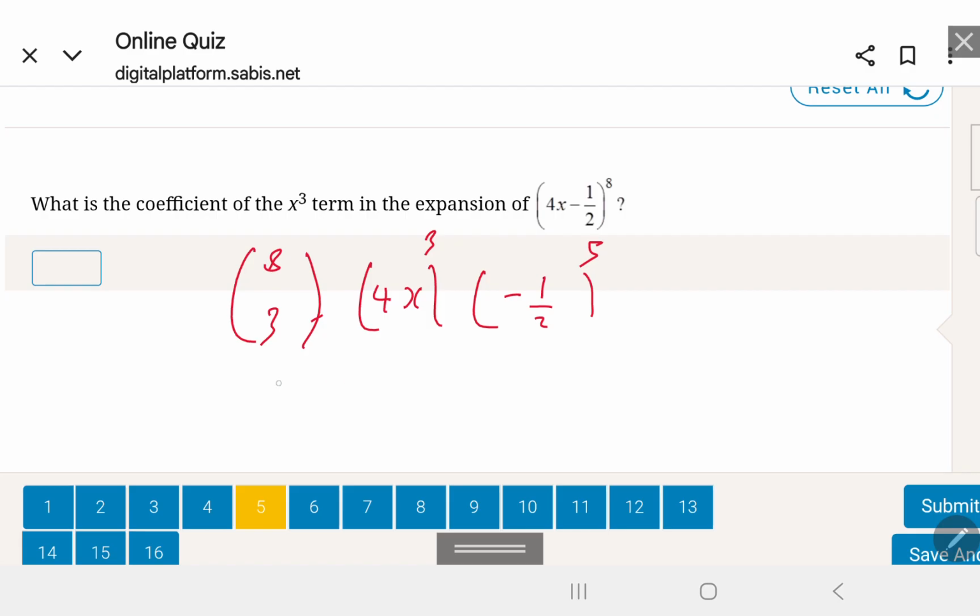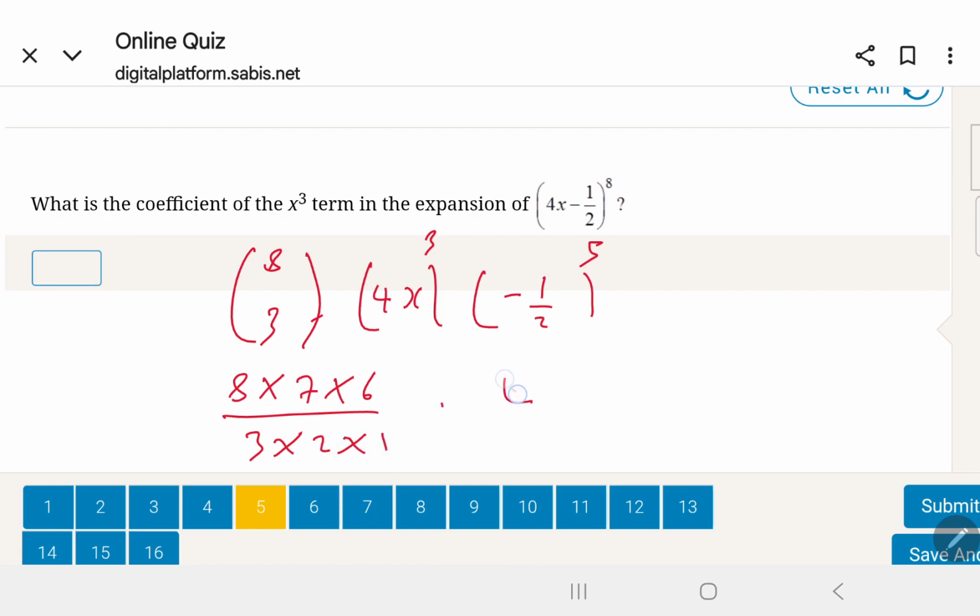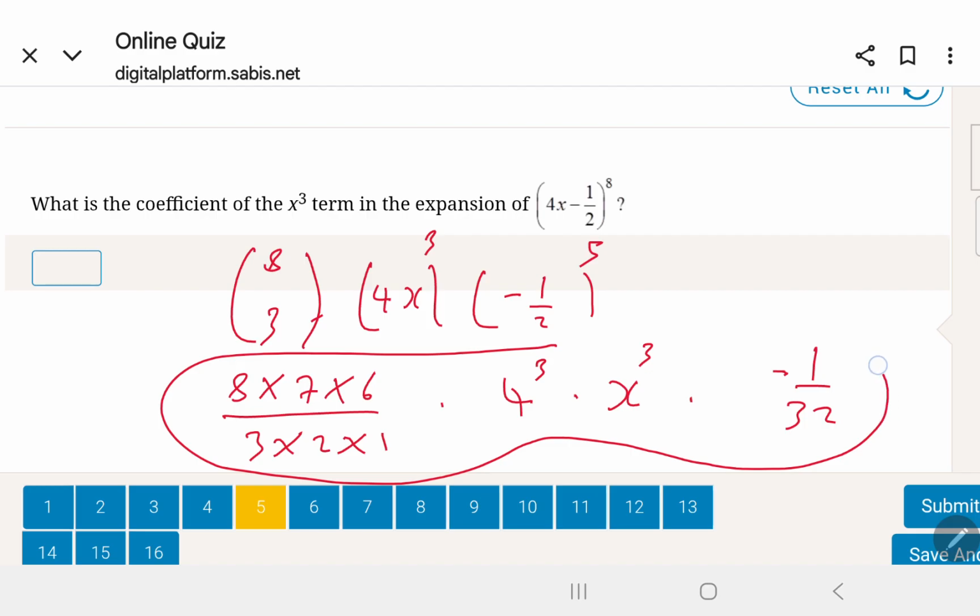Now to simplify this, 8 times 7 times 6 divided by 3 times 2 times 1 multiplied by 4 cubed times x cubed times negative 1 over 32. Now if you simplify these, that will be the numerical coefficient of x cubed.